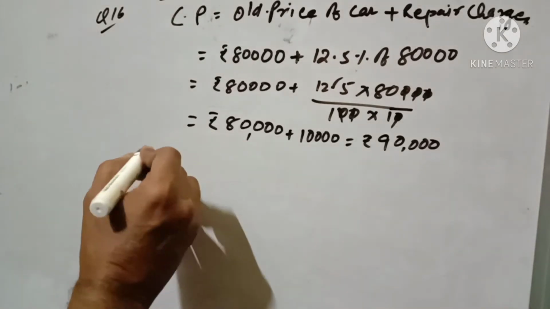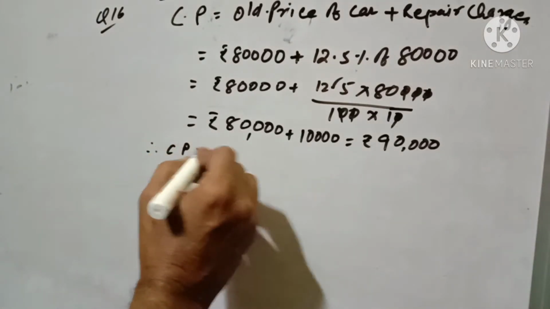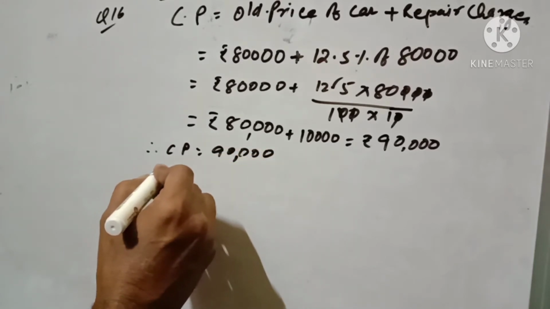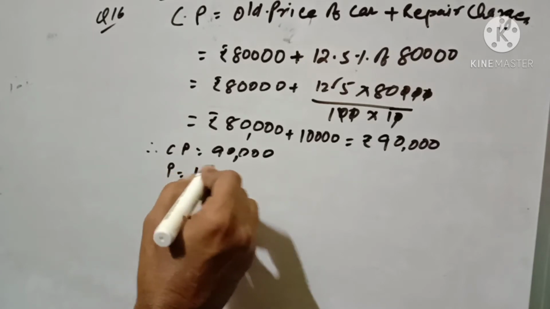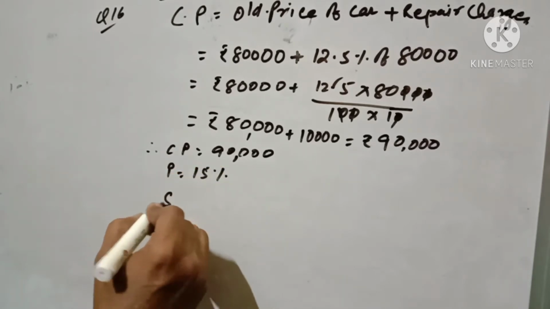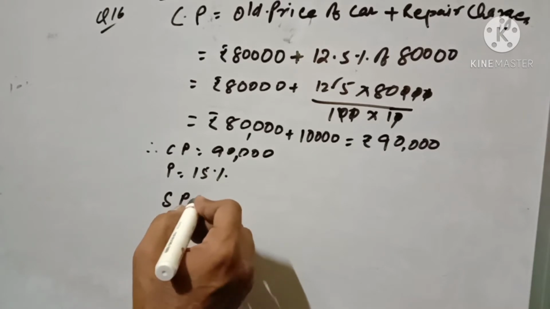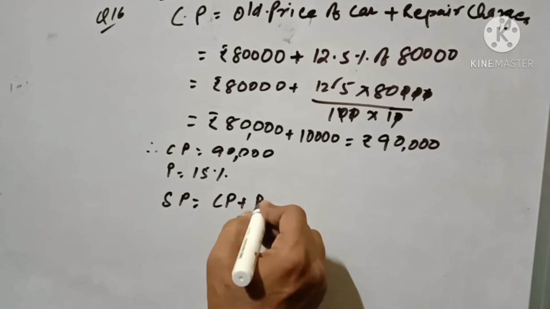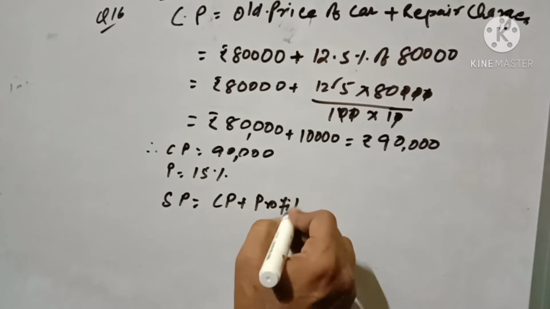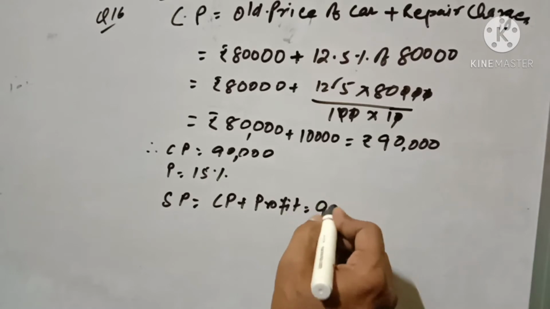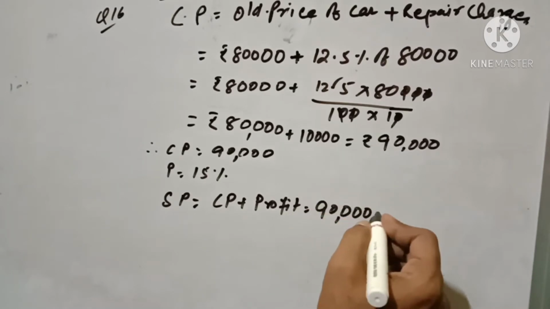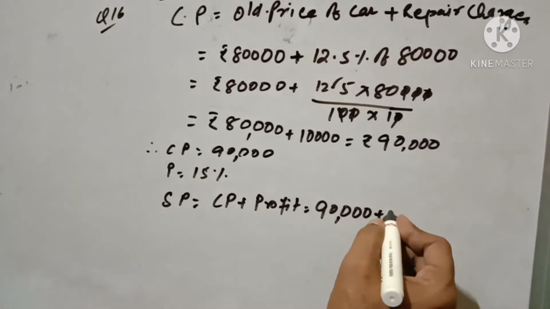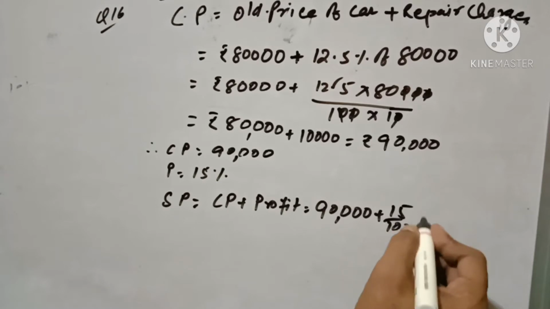Arif wants a profit of 15%. So our new CP is 90,000. Now he wants to make 15% profit. So SP equals CP plus profit. So I can write 90,000 plus 15% of 90,000, that is 15 by 100 into 90,000.